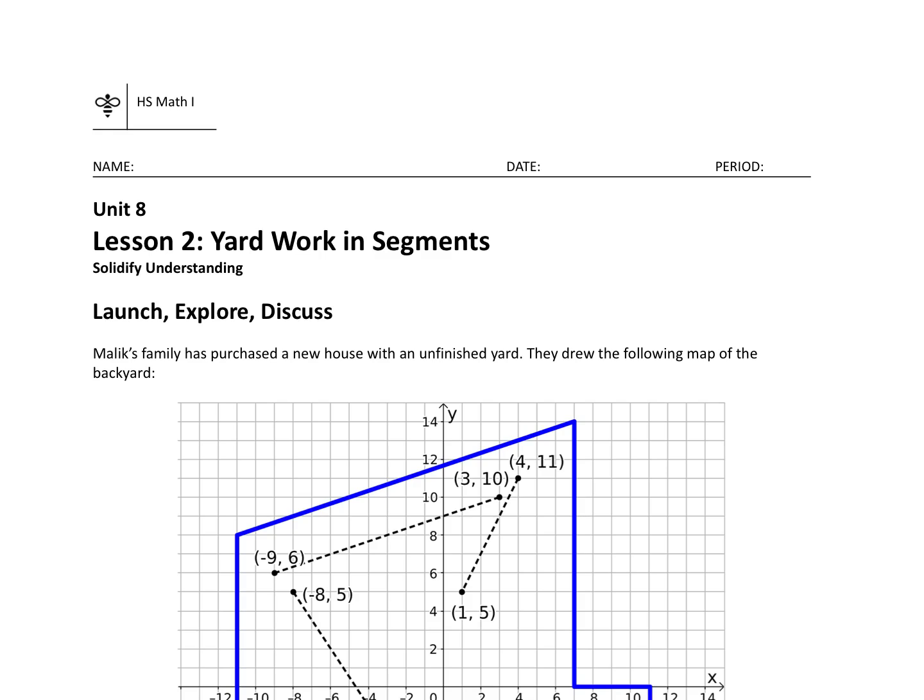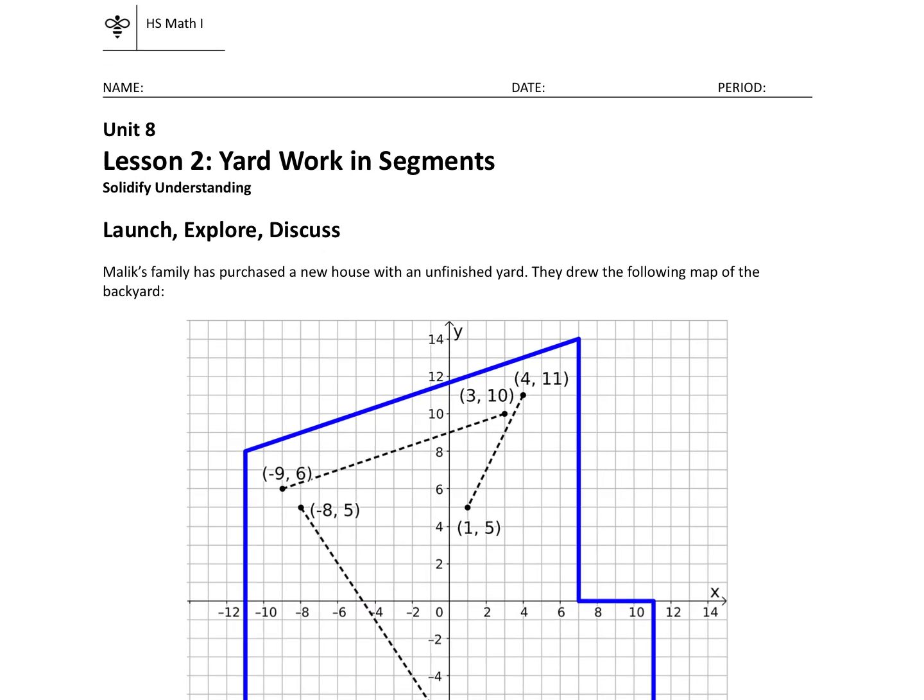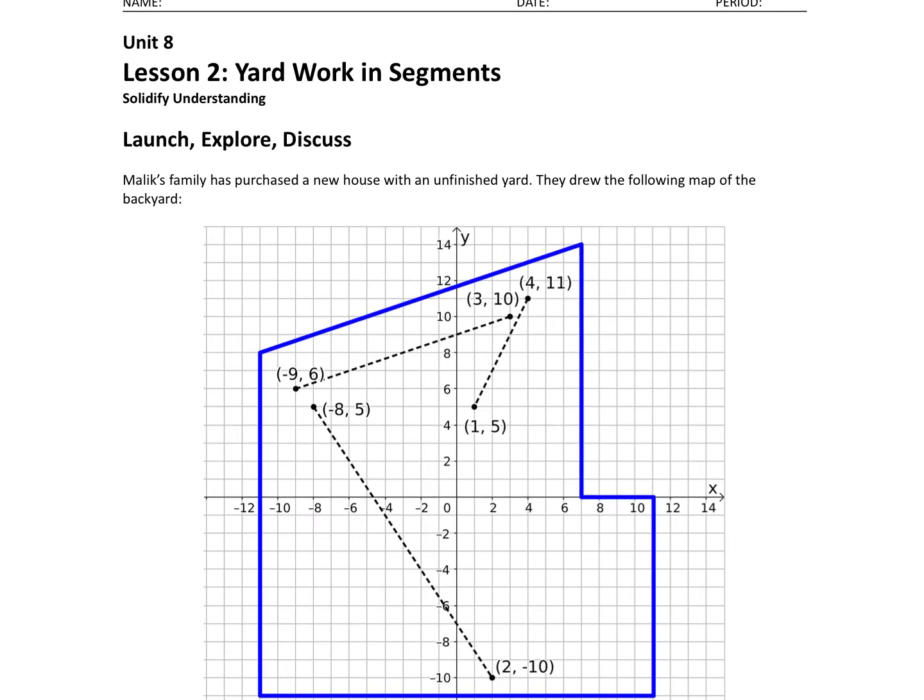This is the video notes for Unit 8, Lesson 2, Yard Work in Segments. It starts by giving us this image of Malik's family's backyard. They purchased a new house with an unfinished yard, and they drew out the following map.